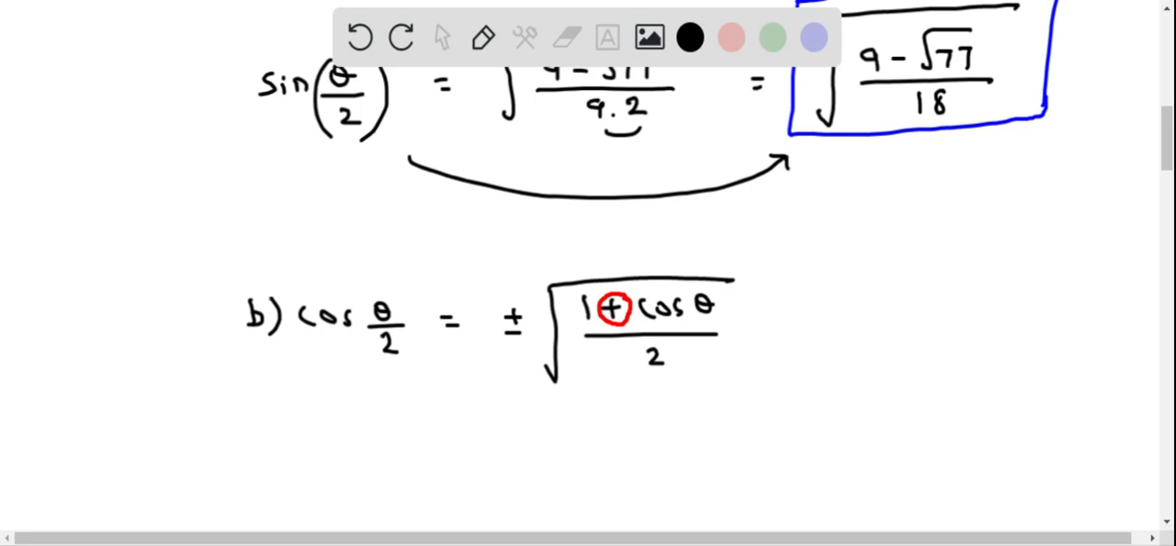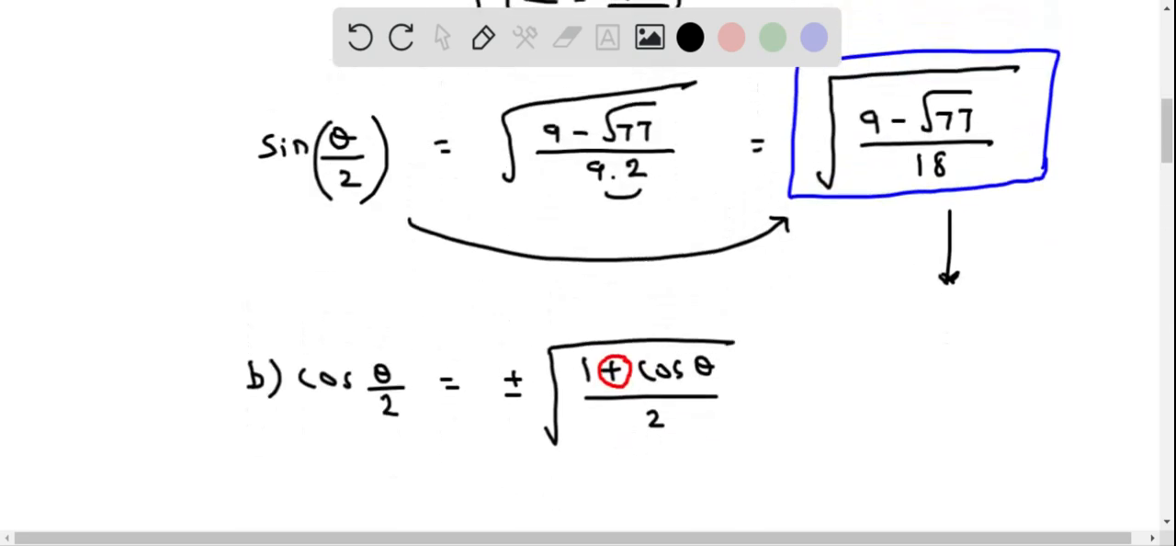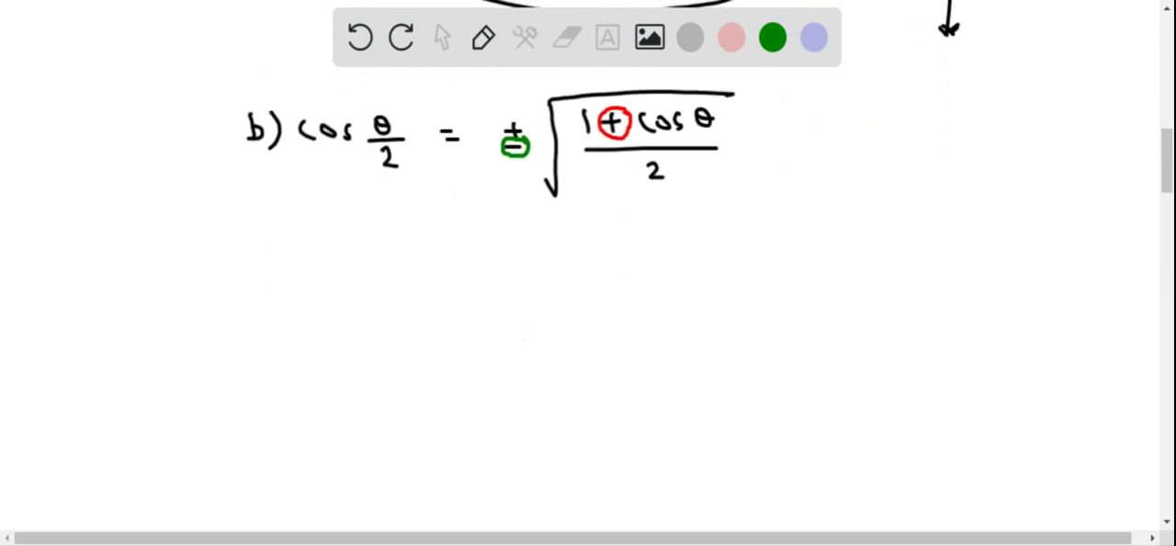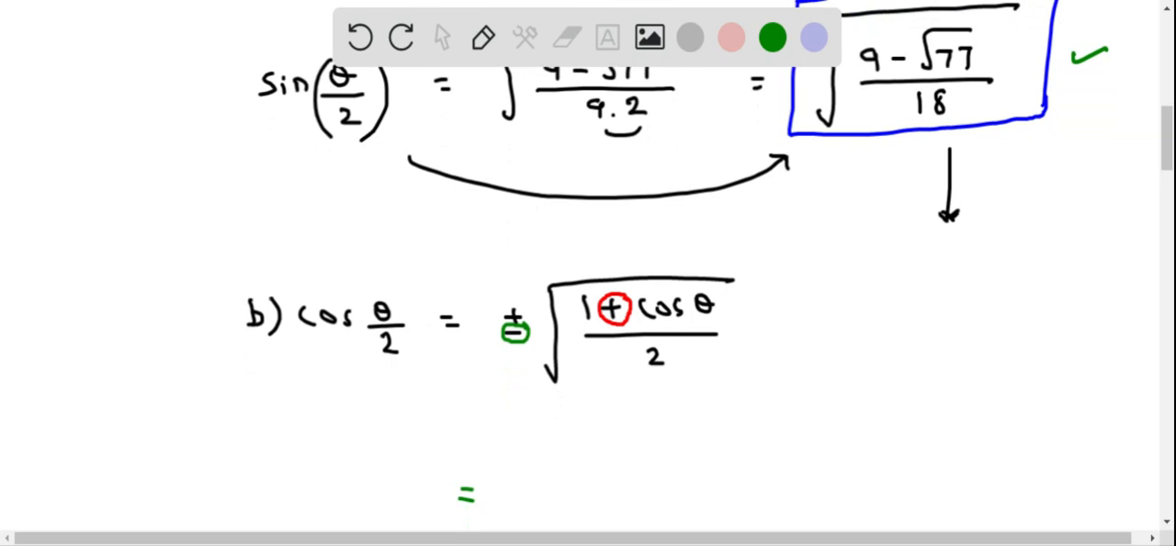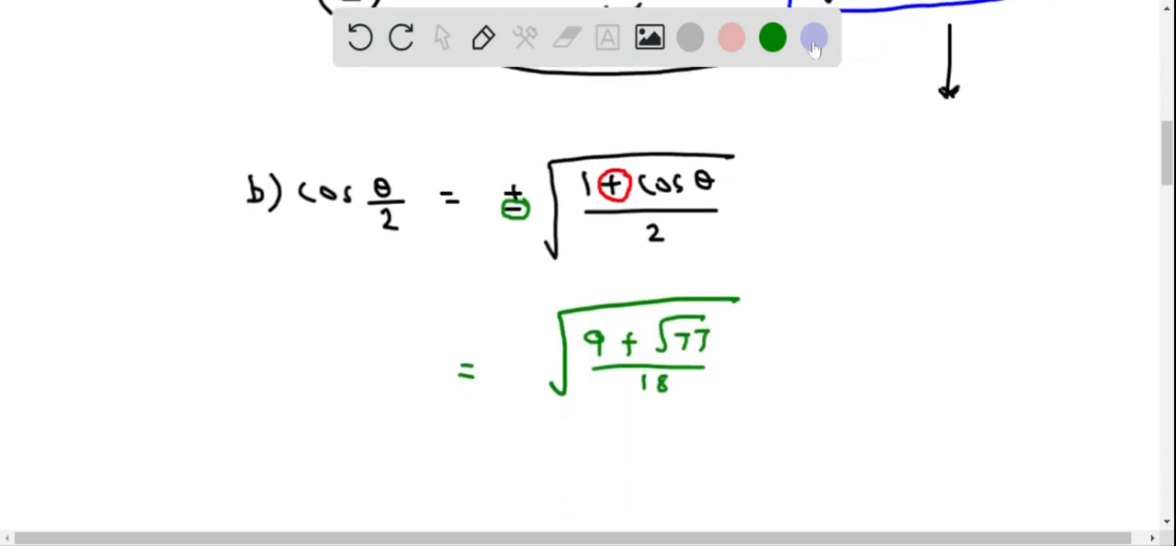And this means we can utilize the exact value which we obtained for sine theta by 2 and write this exact value immediately. Once again, we can remove the negative value because theta lies in the first quadrant. So cosine theta by 2 will be a positive quantity. So I'm going to write the answer using the answer which we obtained for sine theta by 2, but we just have to change the negative to positive. So therefore, the exact value of cosine theta by 2 equals the square root of 9 plus root 77 divided by 18. So this is the exact value of cosine theta by 2.